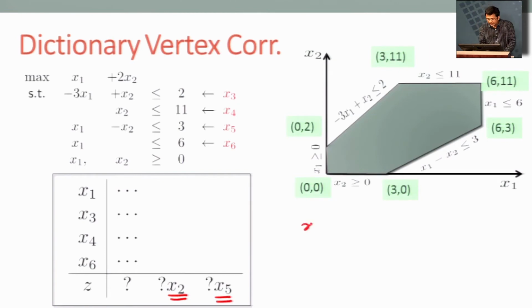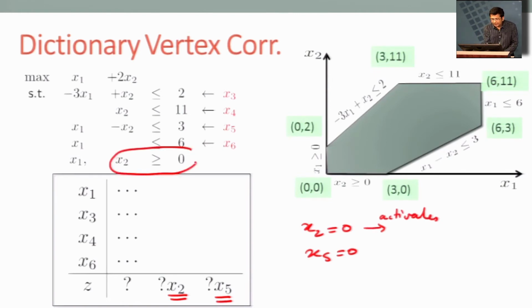So what it's saying is x2 equals 0 and x5 equals 0. What does x2 equals 0 activate? It activates the constraint x2 greater than or equal to 0. Remember, even though in the standard form we assume it as a constraint, it's still a constraint in the original problem, and it still contributes a face, everything above it. So geometrically, it is still a very meaningful constraint, and therefore x2 equals 0 can be said to activate x2 greater than or equal to 0.